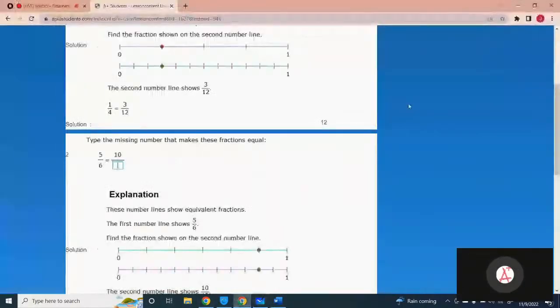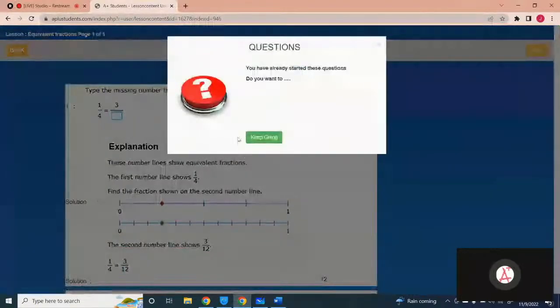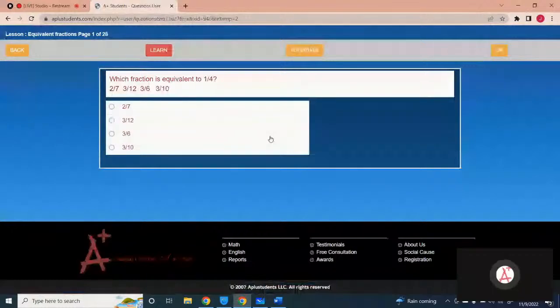Let's start with the test question. Yes, it is 10 over 12. Very good. Which fraction is equivalent to 3 over 12? 2 by 7, 3 by 12, 3 by 6, and 3 by 10. Which of the fractions is equivalent?